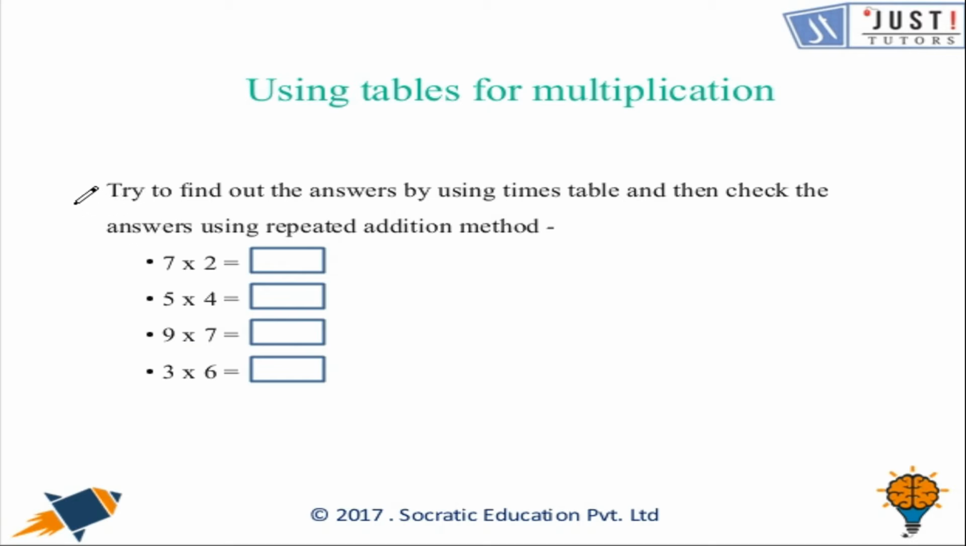Now, here's a practice slide for you. Try to find out the answers by using times table and then check your answers using the repeated addition method. So 7 times 2 is basically 2 lots of 7. And that is 14. So here is your answer. Now pause the video and try to work out these questions, and also make sure to review your answers using the repeated addition method.